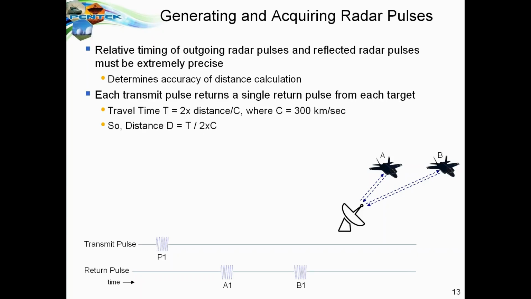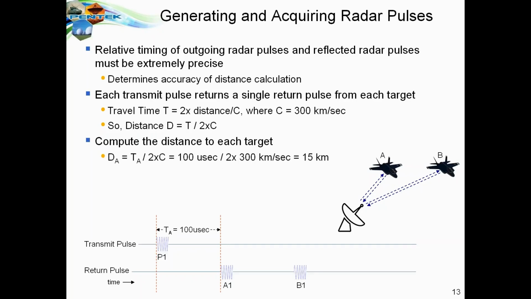From the math, we know that the travel time from the radar to the target and back again is equal to 2 times the distance divided by c, where c is the speed of light. So the distance is equal to t, the travel time, times the speed of light divided by 2. To compute the distance to each target in this example, we first measure the time that it takes for the return pulse from target A at time A1 to come back, and that happens to be 100 microseconds. So using the formula, we plug in 100 microseconds for the time, and we get a distance of 15 kilometers for target A.